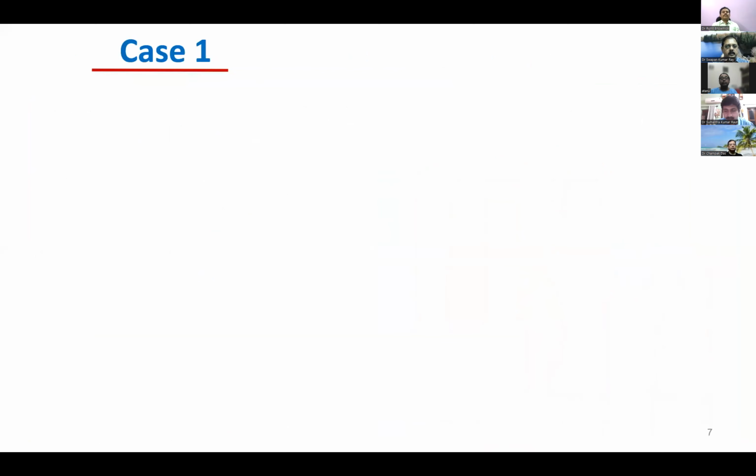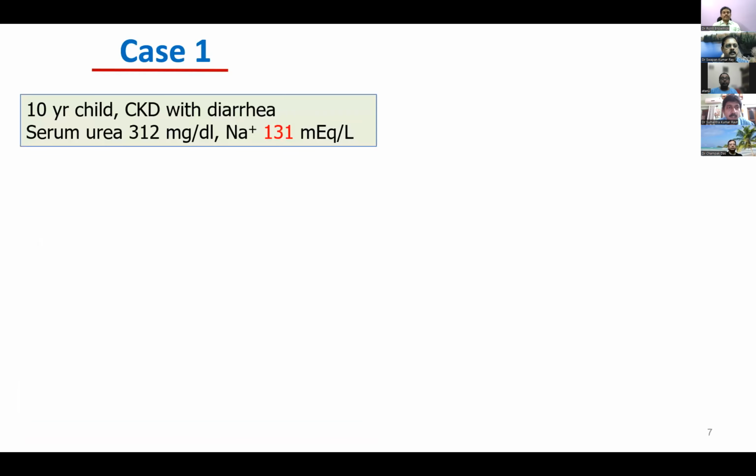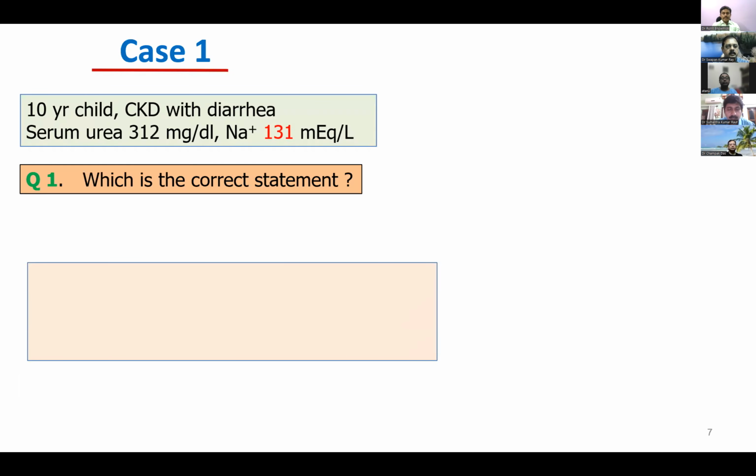To make this a little bit difficult and maybe boring topic a little bit interesting, I need the help of our attendees also. So can we start with a good case discussion? Suppose a 10-year-old child with chronic kidney disease with diarrhea, the serum urea is 312 and the serum sodium is 131. Can I ask my attendees to help me on this one: which is the correct statement?